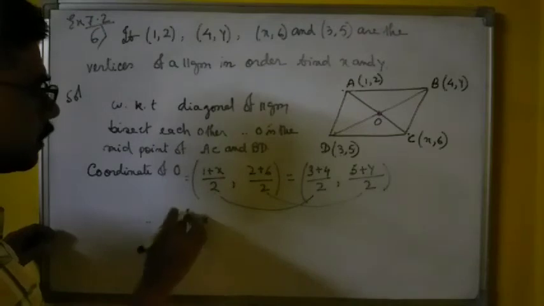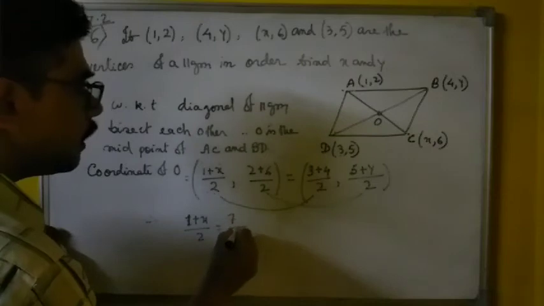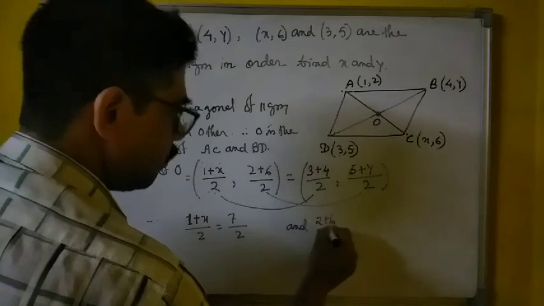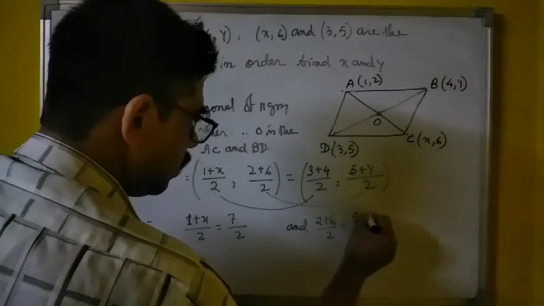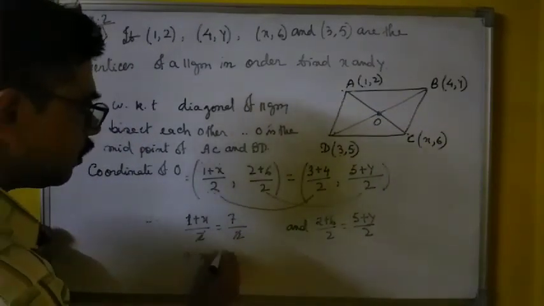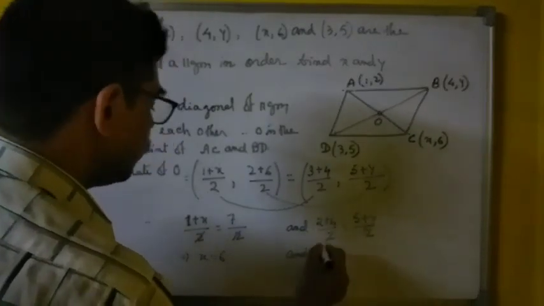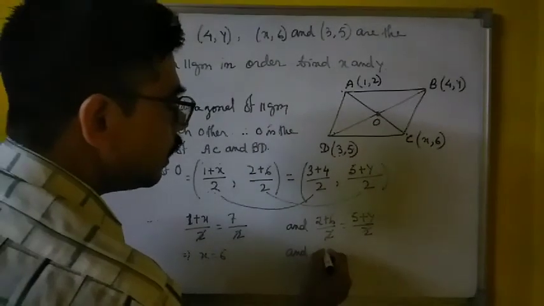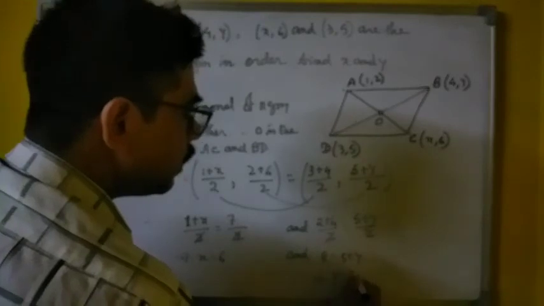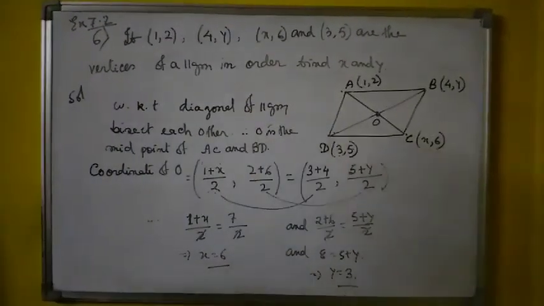So we'll write therefore: (1 plus x)/2 equal to 7/2, and (2 plus 6)/2 equal to (5 plus y)/2. Here 2 cancels, and we get x equal to 6. And here 2 cancels, so we get 8 equal to 5 plus y, or y equal to 3. So x equal to 6, y equal to 3. So write these sums.